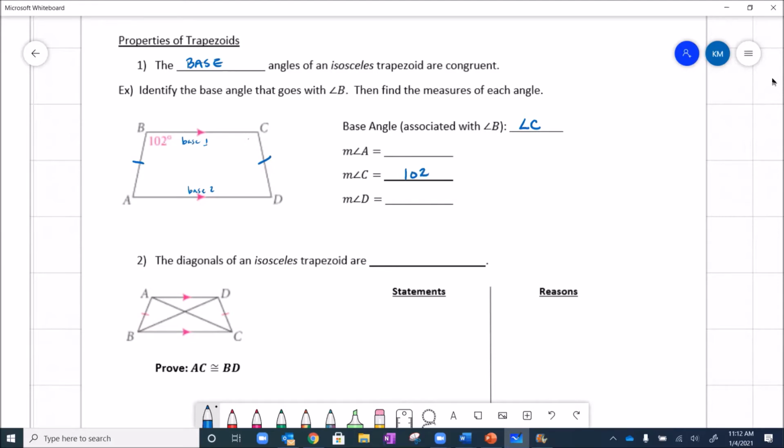I'll start there. Now we have parallel lines and a transversal that goes through them, so we can use our same side interior angles theorem to say these must be supplementary. So if angle B is 102, then angle A is the rest of 102 that gets us to 180. So A then is 78. Angle D, since it's associated with angle A, it's on the same base, must be 78 degrees as well.